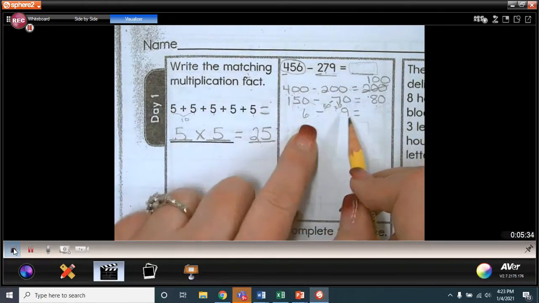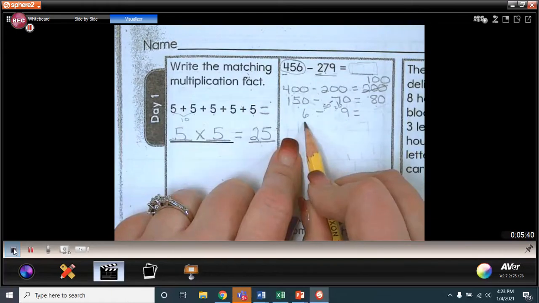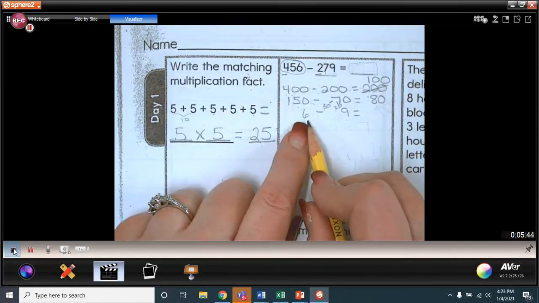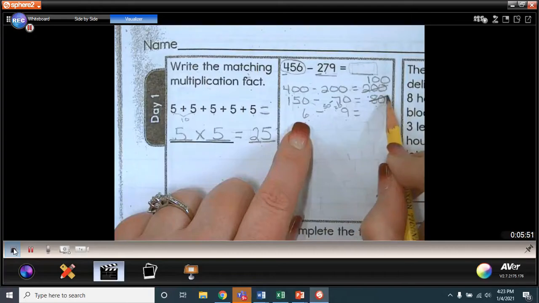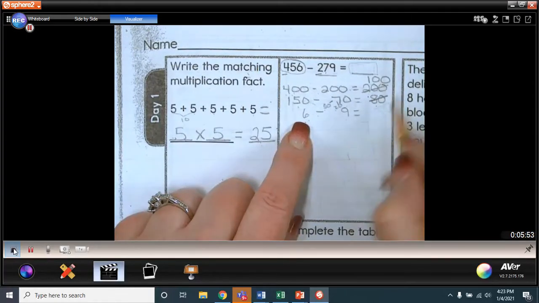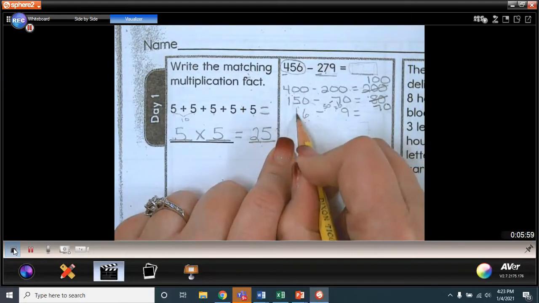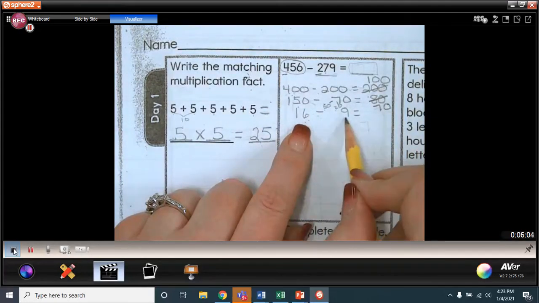Now that we've finished our tens place, now we can go to the ones place. And I'm subtracting 9 from 6, but I can't do that because if I only had 6, I cannot take 9 away from that. So I need to borrow a 10, which leaves me now with 70. And I'm going to take that 10 that I just borrowed and I'm going to add it to this 6 to make 16. Now, I can subtract 16 minus 9.